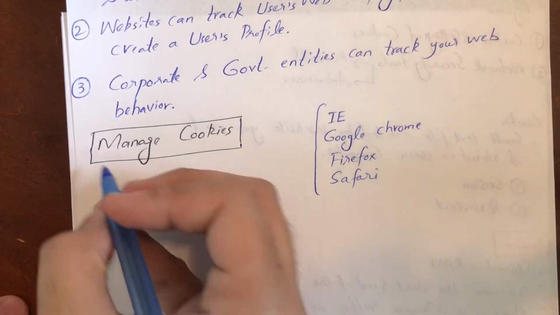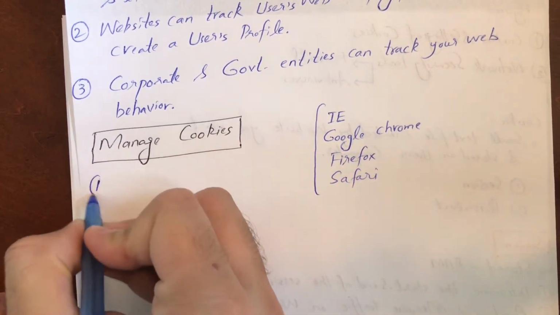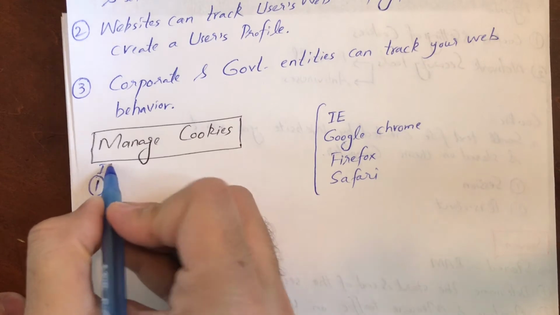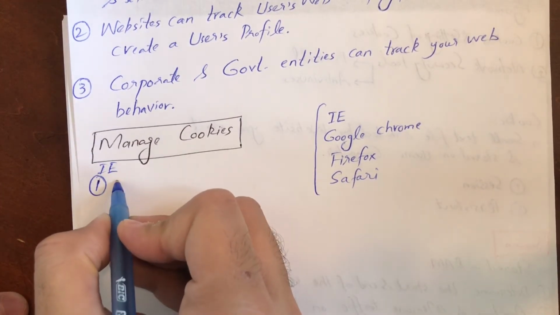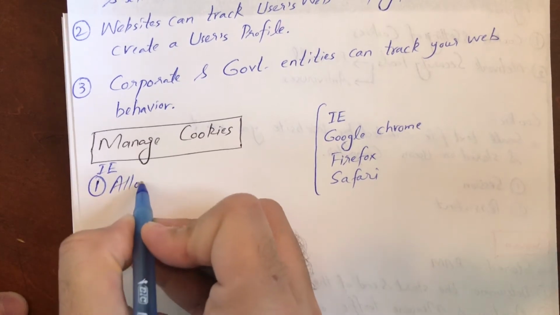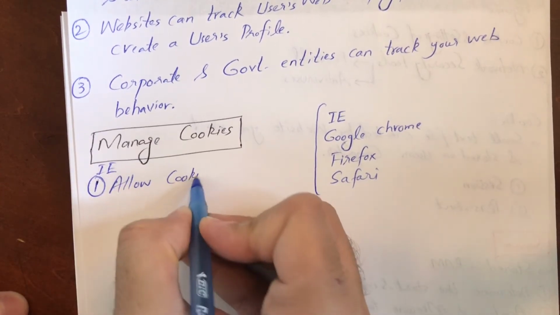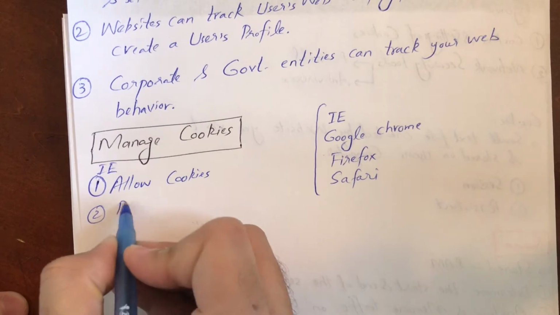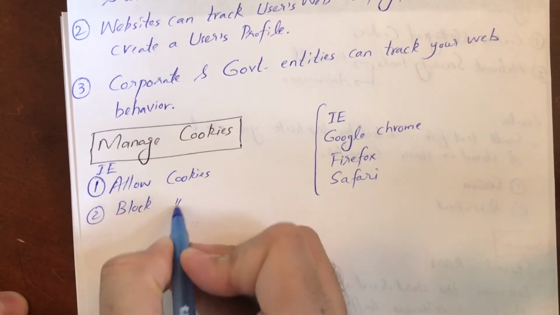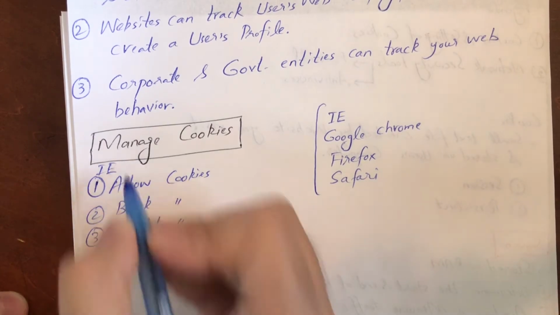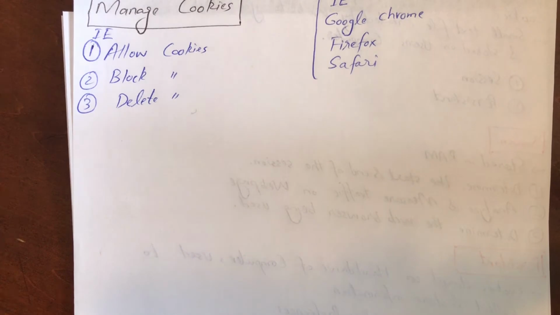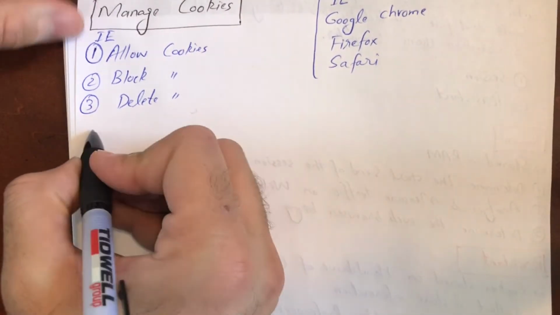So typically, in Internet Explorer, what exactly do they allow for cookies? Firstly, you can completely allow cookies, or you can block cookies, or you can delete cookies. These are the three main features that Internet Explorer offers. Now, how can we access our cookie settings in Internet Explorer? How can we set up or customize cookies?